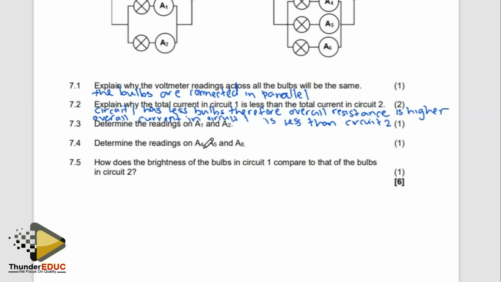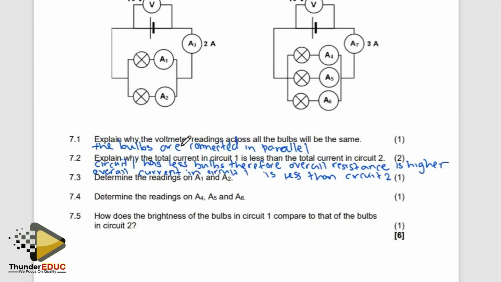Okay, then determine the readings of A4, A5, and A6. Now on parallel circuits, this is different. It's opposite to series circuits. In series circuits, voltage is shared, but now on parallel circuits, it's the current that is shared. So you are looking at the main ammeter here. This is the main ammeter because it's connected to the pathway that is connected to the source. The main ammeter is saying 3 amps.